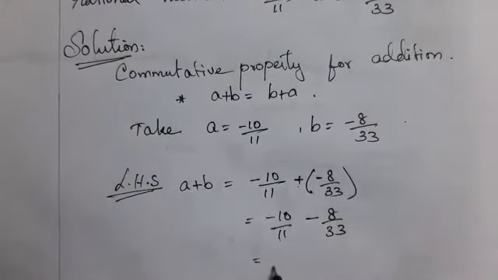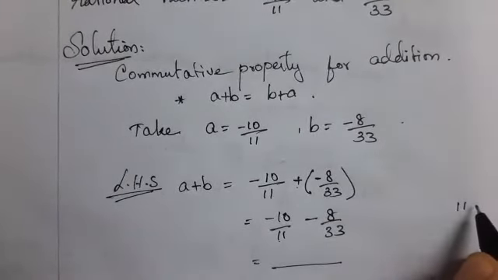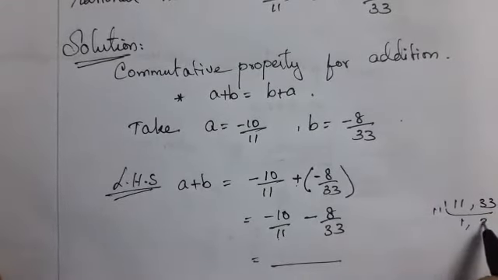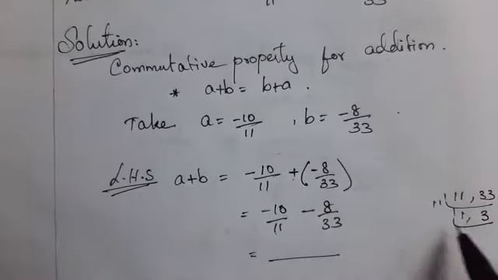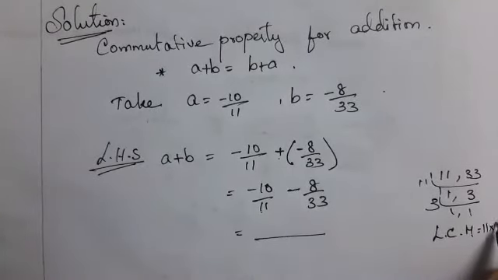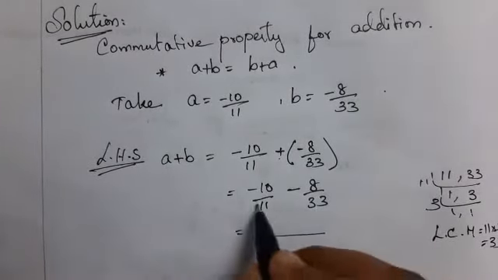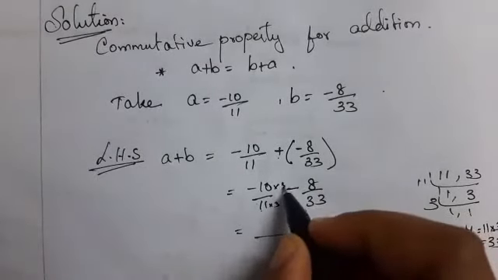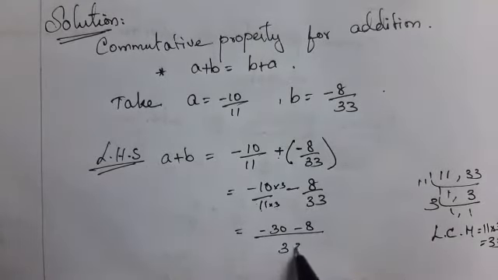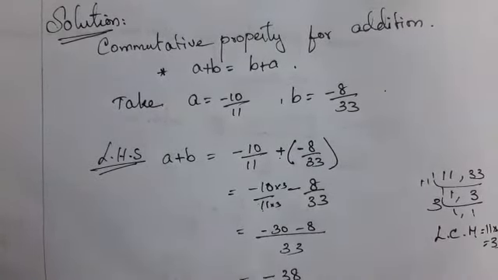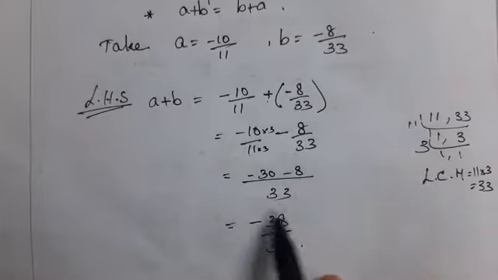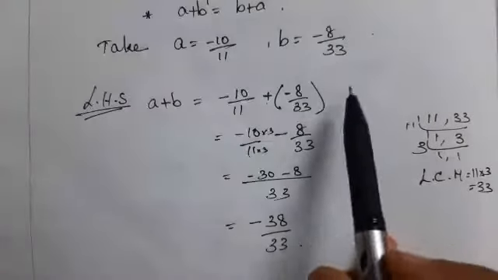Now see the denominator. Both are different. Find the LCM for 11 and 33. 1 eleven is 11, 3 elevens are 33. 11 into 3, 33 is the LCM. For the first term, multiply by 3 in the numerator and denominator. -30 minus 8 divided by 33. -30 minus 8, that is -38/33. Here both the signs are negative, therefore put the minus and add the numbers.